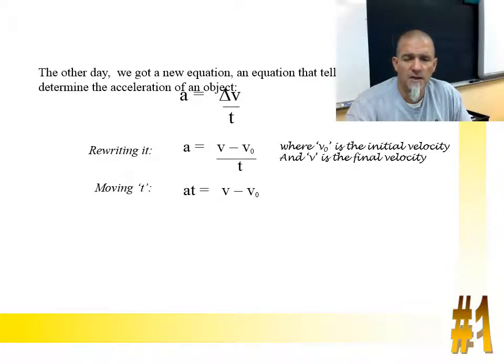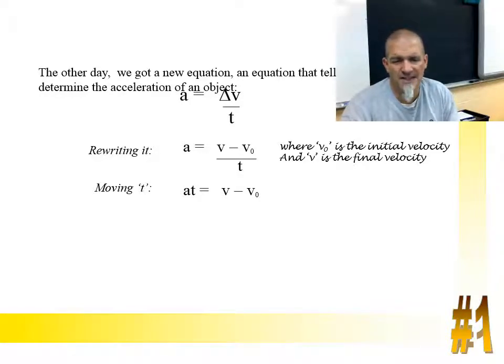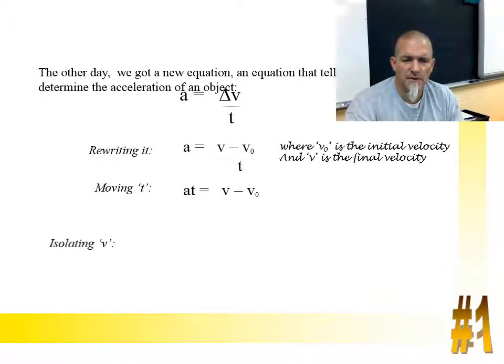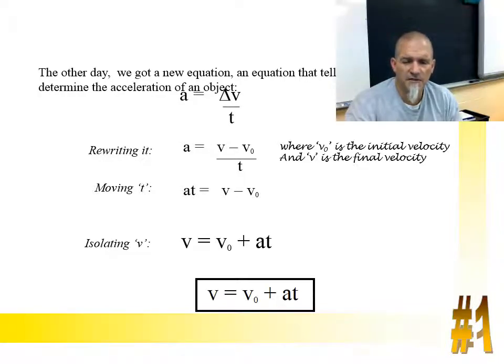And then if we isolate the v, or solve this for v so that we have v equals something, we would add v0 to both sides, and then flip the whole thing around, and it would look like this. V equals V0 plus AT. And this is the first of our sensational six equations.